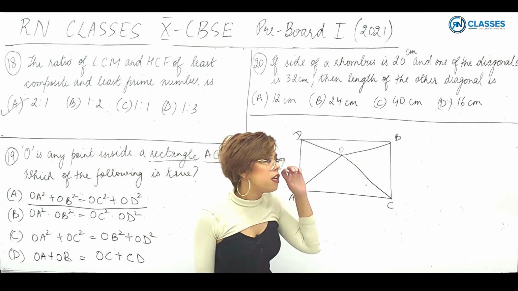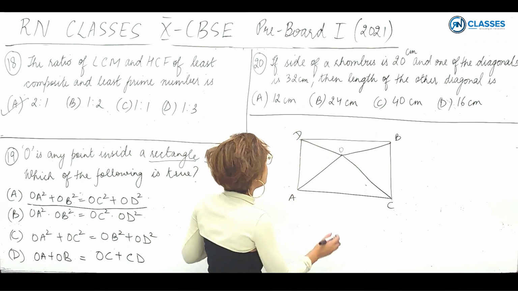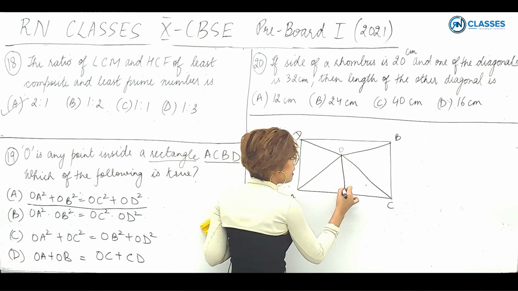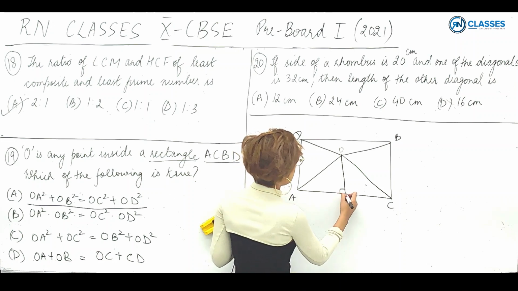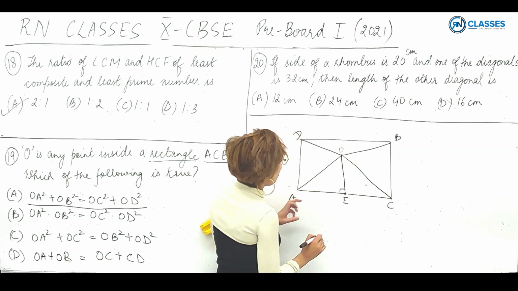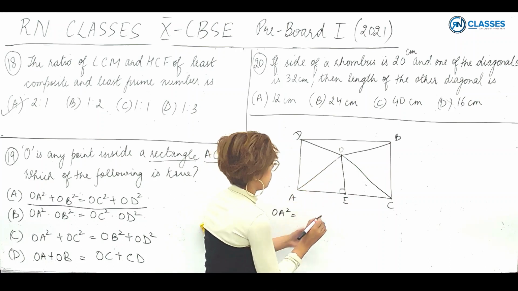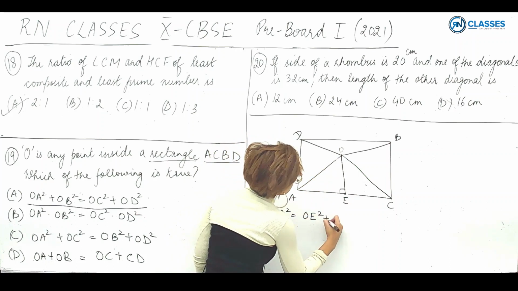Of course we can. So, what I'll do is, since I want OA square, I will drop a perpendicular from A on the side. Let this be 90. Right? And let me name this point E. Now, I can write OA square as this square plus this square, as in OE square plus AE square.